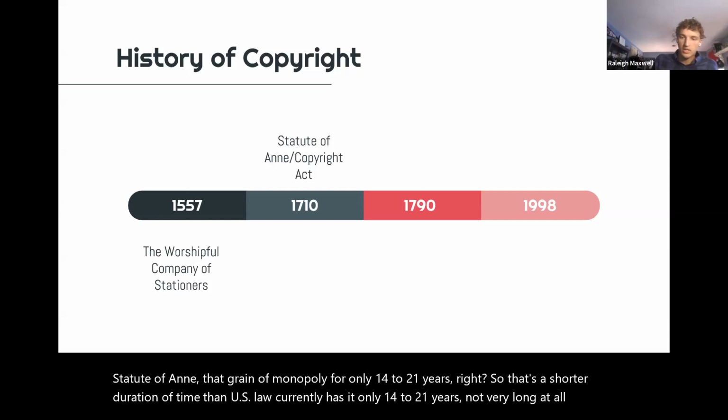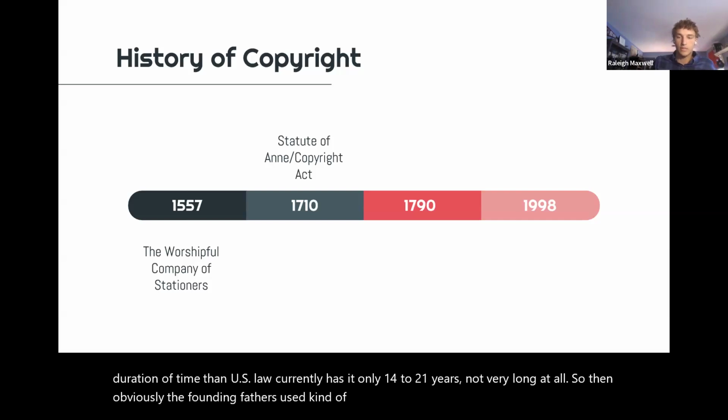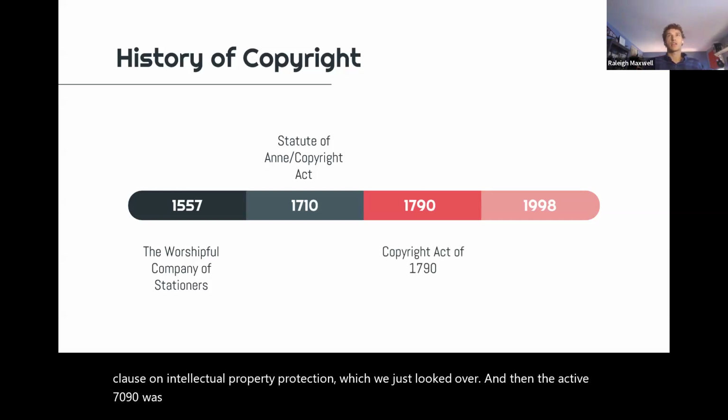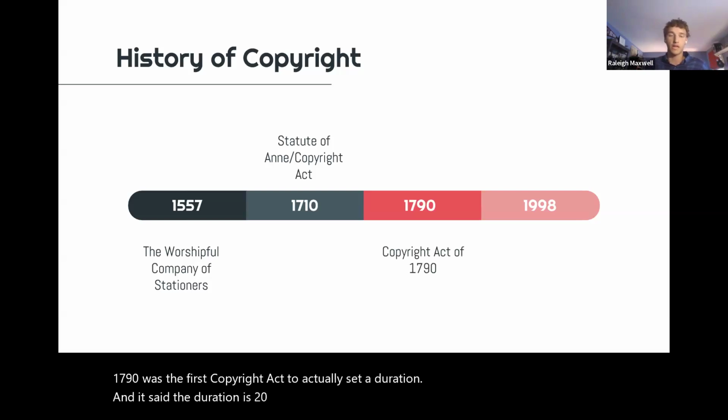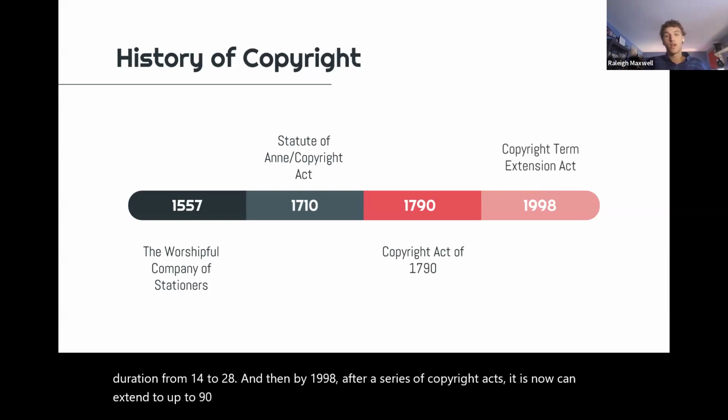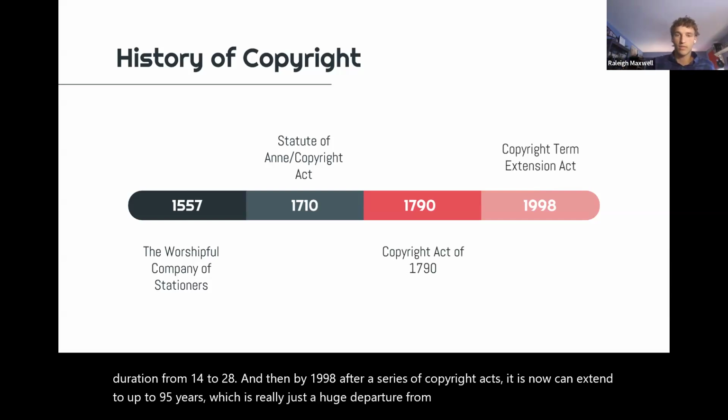So obviously the founding fathers used those laws as the basis for the constitutional clause on intellectual property protection, which we just looked over. And then the Act of 1790 was the first copyright act to actually set a duration, and it set the duration as 28 years. So already we're seeing an increase in the duration from 14 to 28. And then by 1998, after a series of copyright acts, it can now extend up to 95 years, which is really a huge departure from what it was originally.